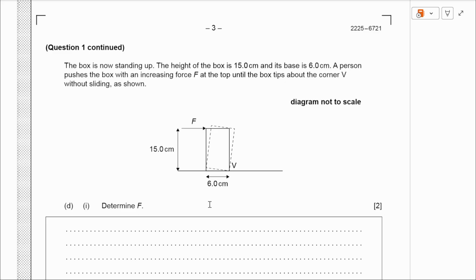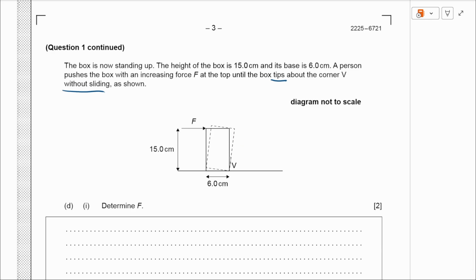we have a person pushing the box with a force of F until the box tips without sliding. We need to determine this force. So we need to consider the moments, or the torques, in this section. So we need there to be a net torque acting on the block that will make this rotate.